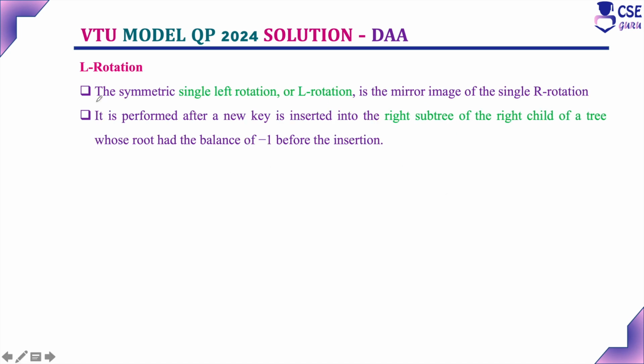Next is single left rotation. This is symmetric to the right rotation, the mirror image of the single right rotation. It is performed after a new key is inserted into the right subtree of the right child. Whenever you insert a new node into the right subtree as a right child, this unbalance may occur. Previously, the balance factor will be minus 1 for the root node.